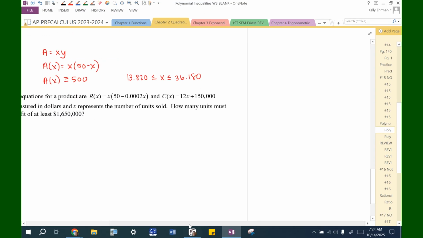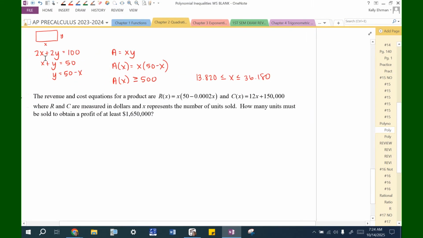Okay, and our final problem here. The revenue and cost equations for a product are R of x equals this. So here's revenue. Revenue is the amount of money you're making, money made, like how much is coming in. Cost is how much it costs, so money lost. C of x is this, where R and C are measured in dollars and x represents the number of units sold. How many units must be sold to obtain a profit?